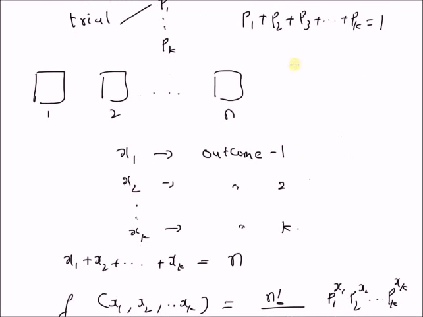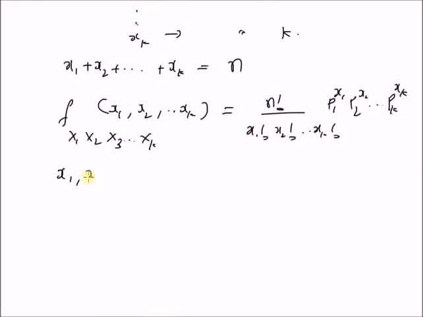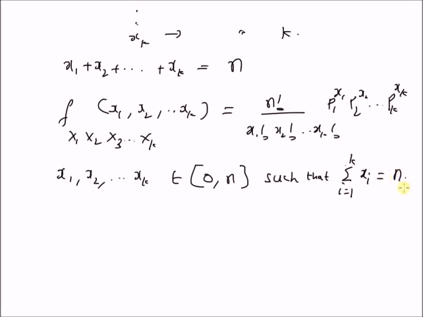The probabilities p1, p2, pk sum to 1. And the values x1, x2 up to xk belong to the interval 0 to n such that their sum x1 plus x2 and so on to xk, that is the sum of xi for i equal to 1 to k, is basically equal to n, the total number of trials. So the range for the values of x1, x2, xk is between 0 and n.